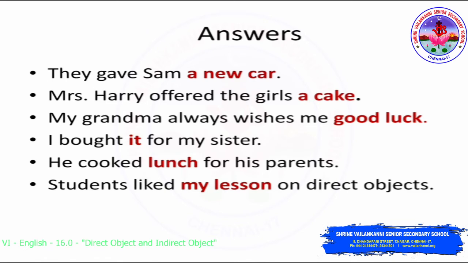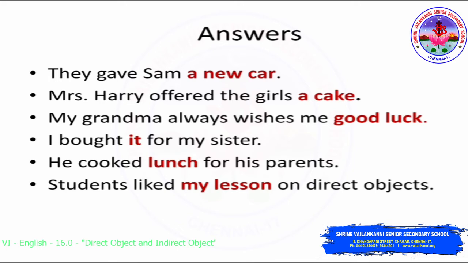Mrs. Harry offered the girls a cake. Mrs. Harry is the subject. Offered is the action verb. What did Mrs. Harry offer? A cake to the girls. So a cake is the direct object. My grandma always wishes me good luck. My grandma is the subject. What does she do here? Wishes. So wishes is the action verb and good luck is the direct object. What does she wish? Good luck.